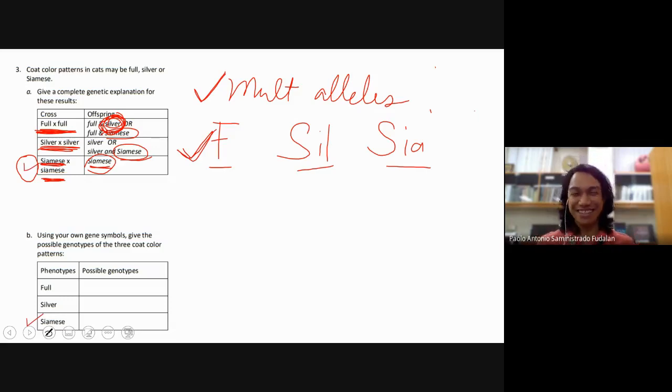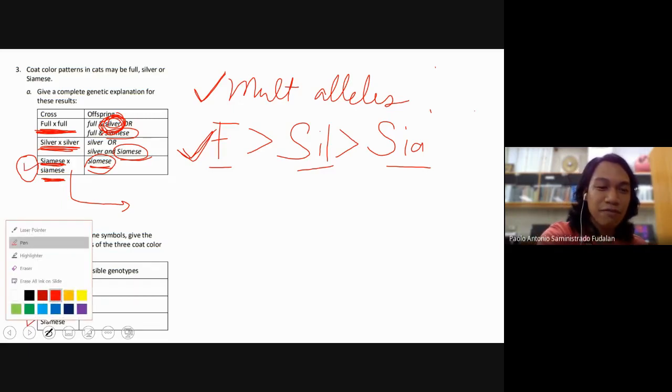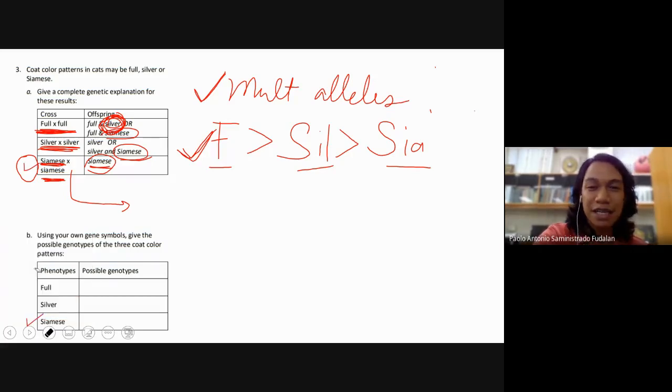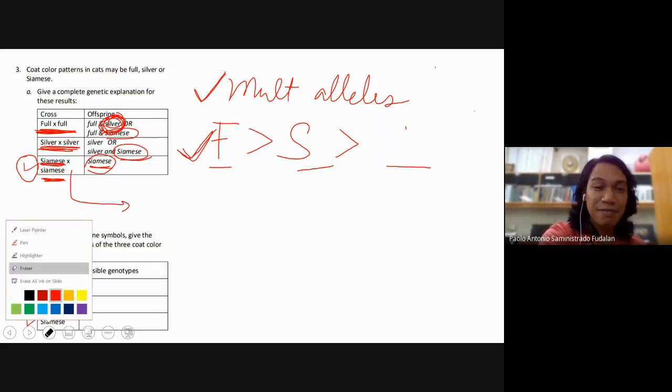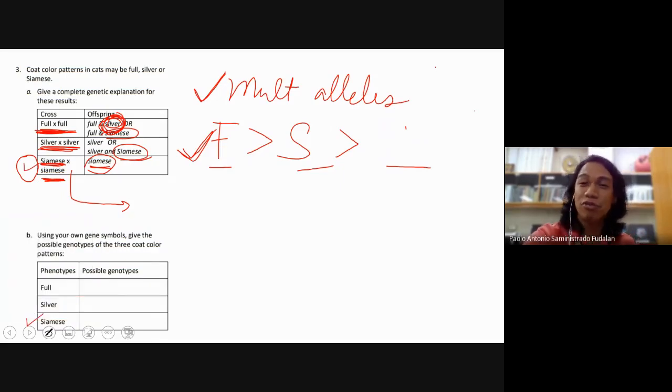So what is the most dominant? The one that masks all of the other two. Full, sir. That is correct. So if we use the greater than, lesser than symbols, we have these in terms of dominance. So in other words, we can now answer this last one, Siamese, Siamese. Because we've decided on this dominance, we can simply use capital S for silver, and because Siamese is recessive to both, just like type O is recessive to A and B, we can use a small letter s, to make it easier for us.